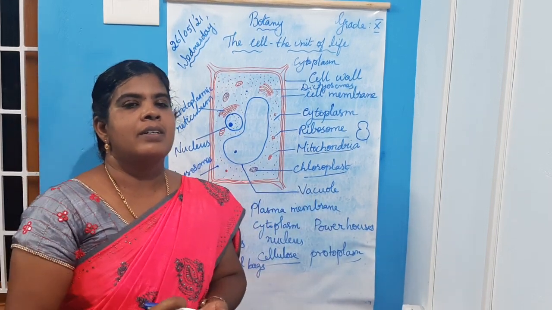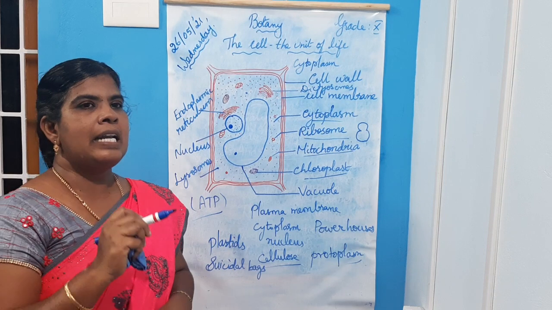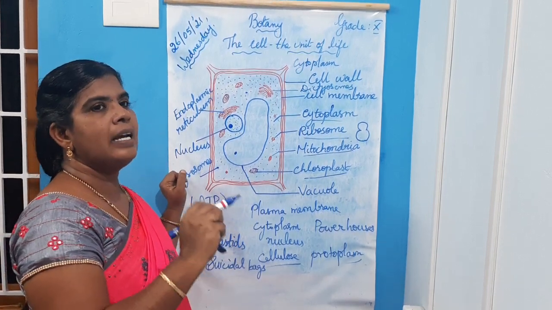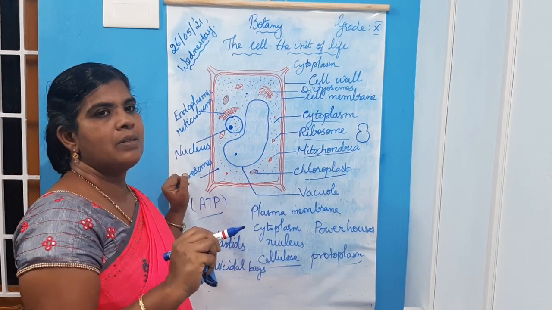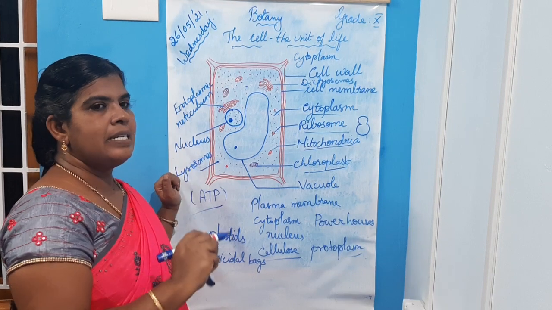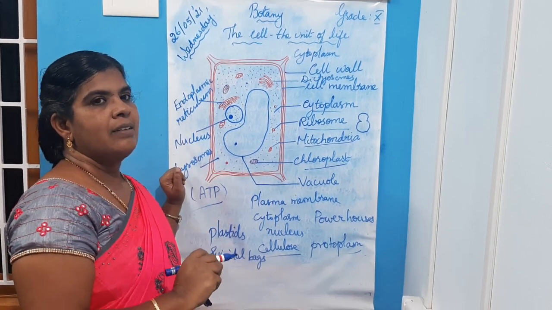Next, draw a plant cell and label its parts. These are the questions you are writing and learning. You are writing in your notebook and learning.